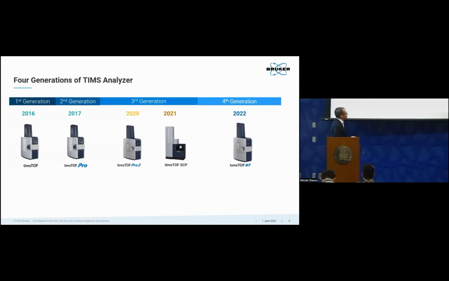There are multiple iterations of this system now. All the way back from 2016 when we launched the original timsTOF system, through to now the timsTOF HT, we've seen improvements in the capacity of the system, improvements in the back end digitization, and improvements in software. So we've very rapidly gone through multiple generations of the technology.